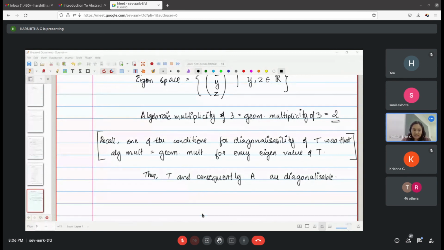Any more questions? Is it a necessary and sufficient condition for diagonalizability that the algebraic multiplicity should be equal to the geometric multiplicity? Yes. Is it a sufficient condition or both necessary and sufficient? It is necessary and sufficient.